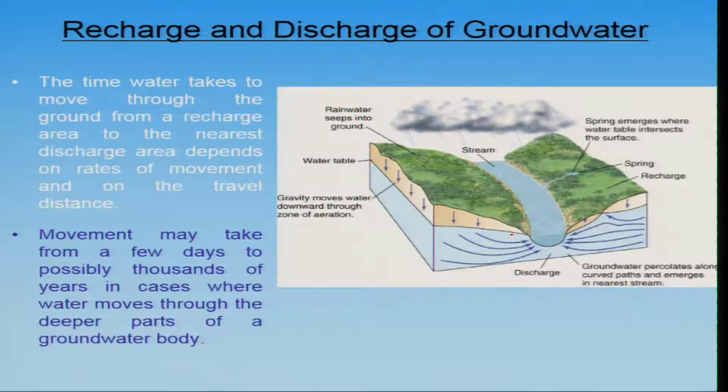So, movement may take from a few days to possibly thousands of years in cases where the water moves through the deeper part of the groundwater bodies. Okay. And this has been experienced in many places, and probably the Himalayan water, or the water which got percolated in the Himalayan zone or the Indo-Gangetic plain, might take thousands of years to reach the ocean.